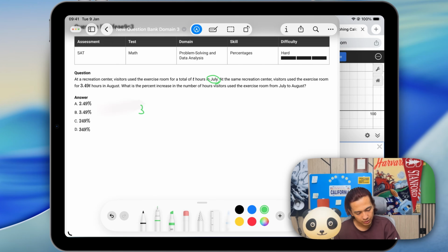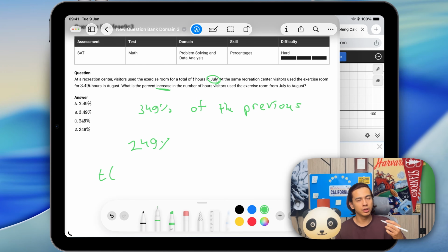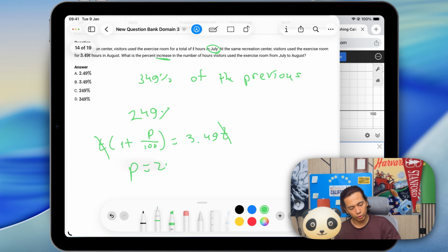Okay, so I see that in total you have 349% of the previous month's hours. But don't just jump to the conclusion that it's going to be option D. No, it's not going to be. It's actually 249%. Let me explain. What is the percent increase in the number of hours? You had 3 hours, and to find the increase it's going to be 1 plus P over 100, and then it becomes 3.49 T. So these two T's cancel, and you get that P is 249, right?